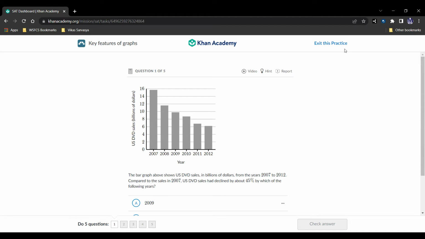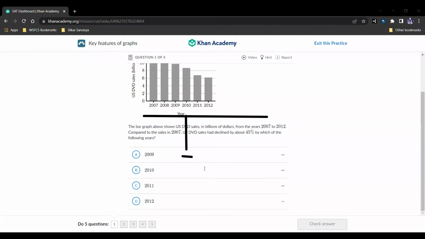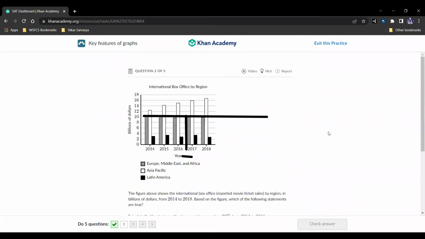And we need to find which one of these bars is around 8.7, which is around right here. It's kind of clear that it's going to be this one right here, 2010. So we look down and 2010 is our answer, 2010. And let's move on to the next question.